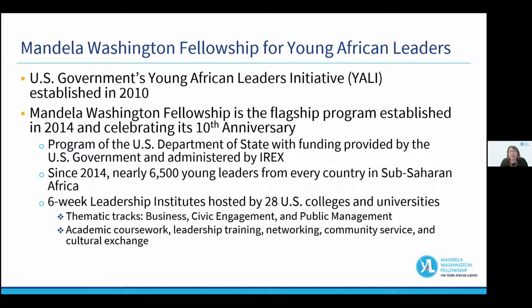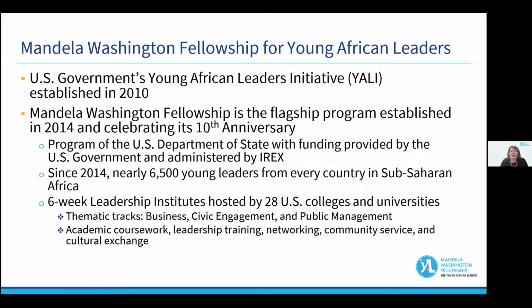The fellowship is a program of the U.S. Department of State with funding provided by the U.S. government, and it is administered by IREX. So again, we are the implementing partner, and we are the partner that has implemented the fellowship since its inception.